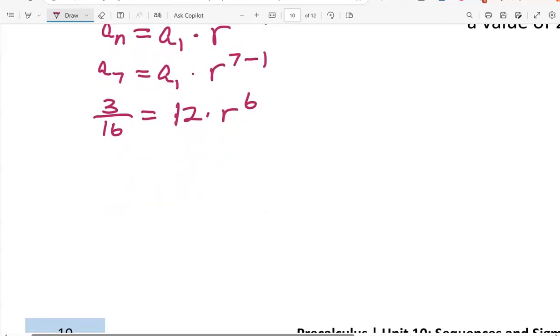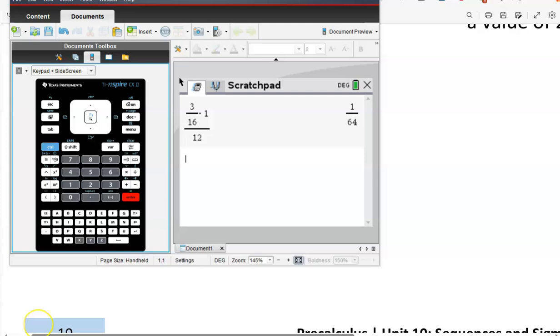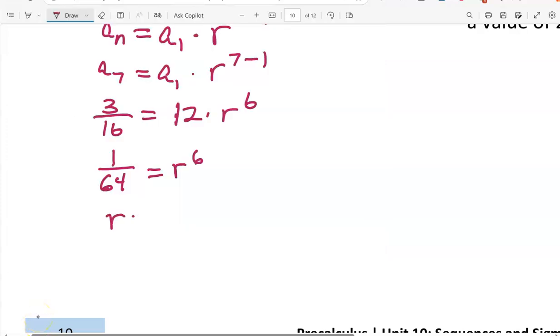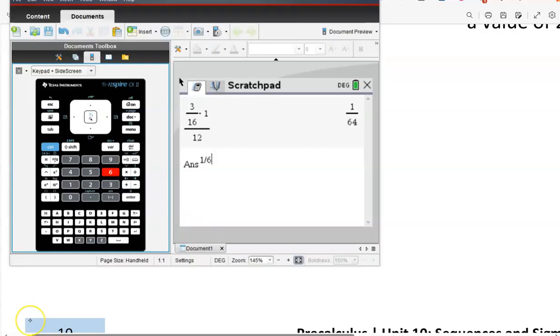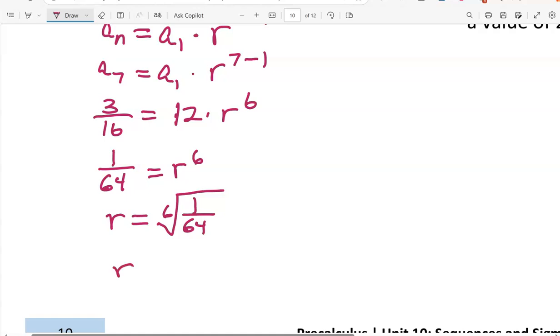So a sub 7 is 3/16, a sub 1 is 12, and r is unknown, but 7 minus 1 is 6. So we need to now divide both sides by 12, and if you want to, you can think of this as multiplying by 1/12. And that gives us the result, 1/64. And now, in order to find r, r is equal to the sixth root of 1/64, which you can find by raising 1/64 to the 1/6 power, and that gives us 1/2 for the common ratio.